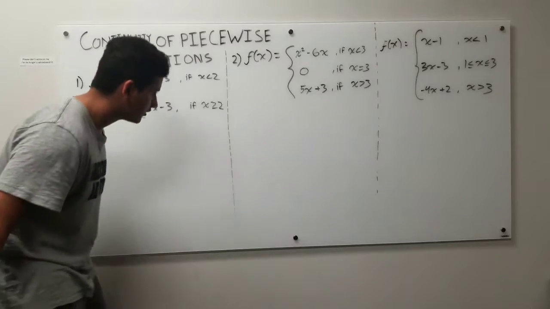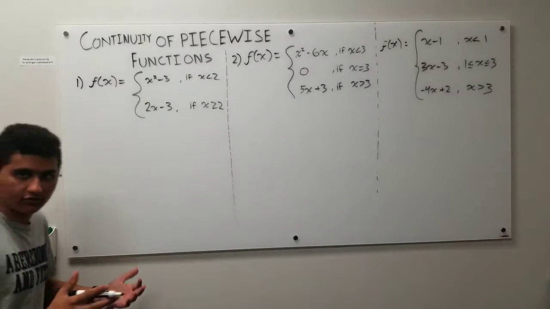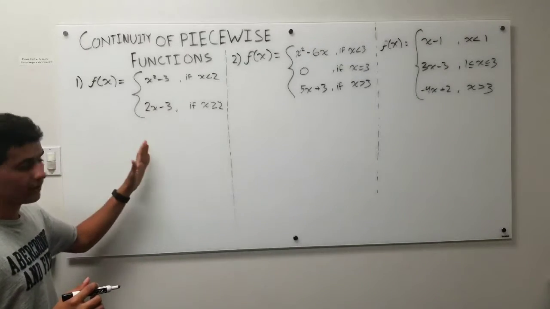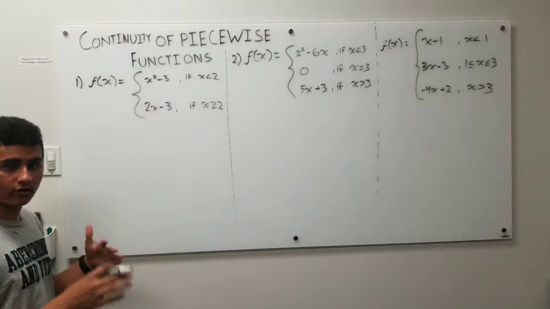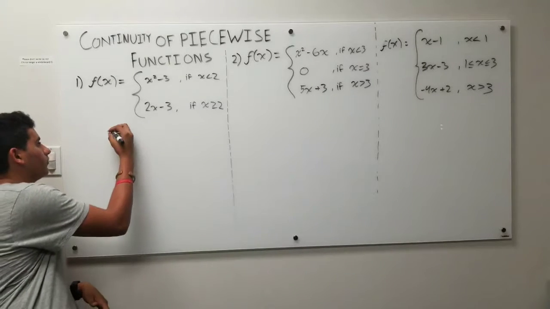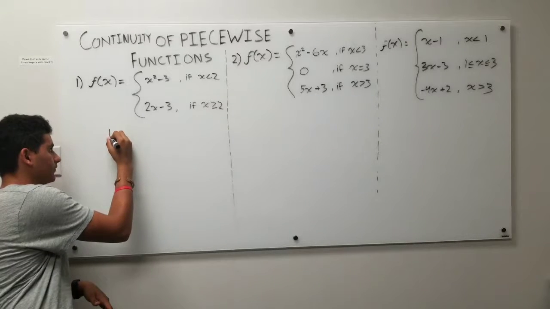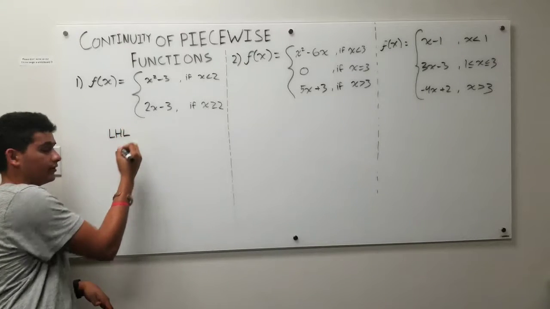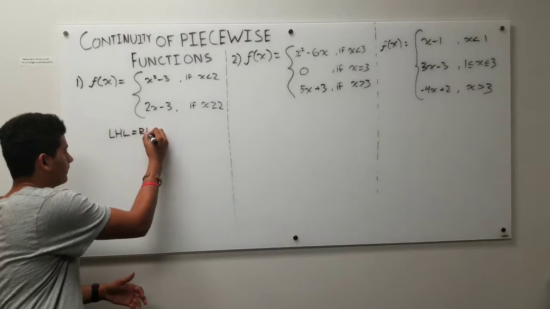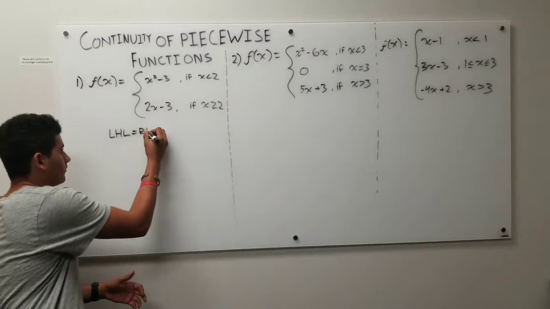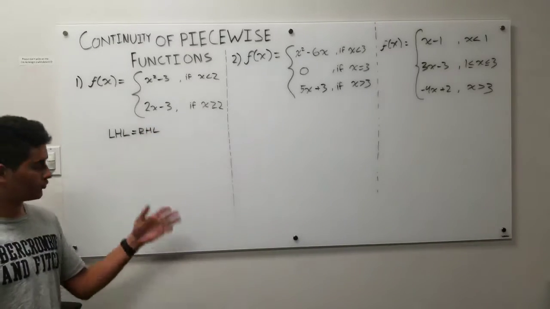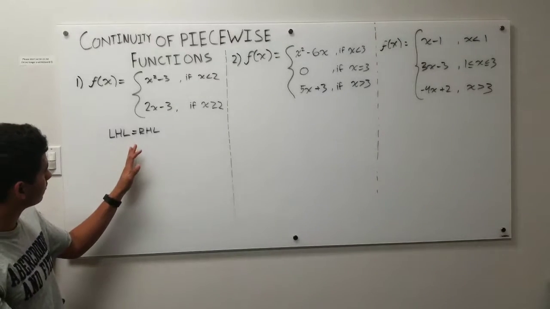Continuity for any function means that the right-hand side of it, the left-hand side of it, and the point itself are equal. So we use limits to find this out. The left-handed limit has to be equal to the right-handed limit, and it'll also have to be equal to the point at which it's at, which you'll understand a lot more when I actually do the problem.